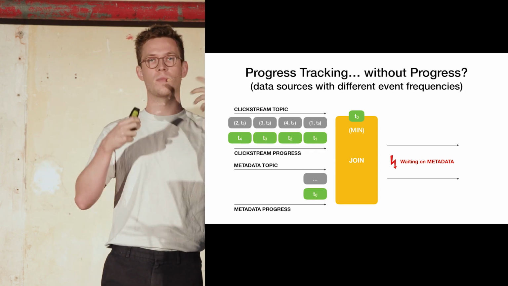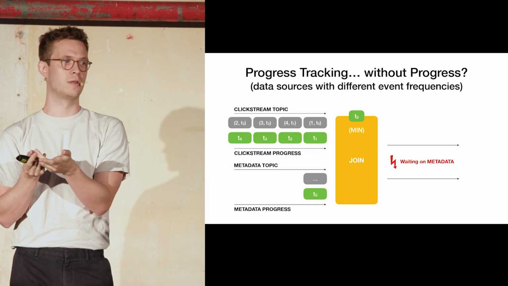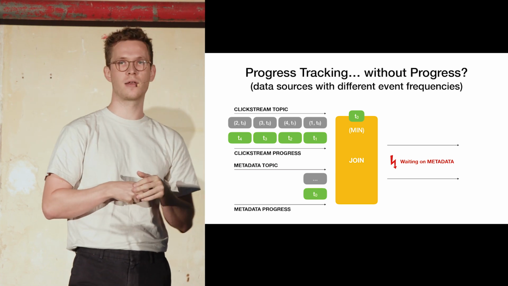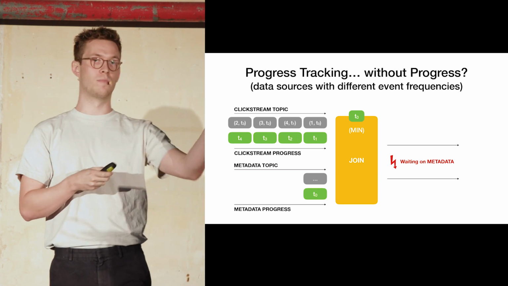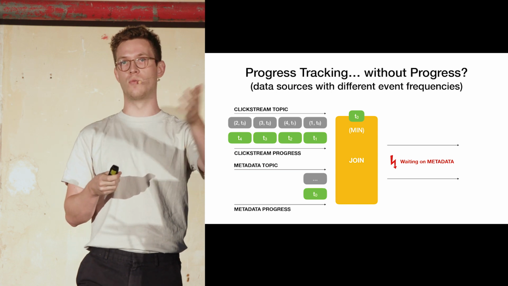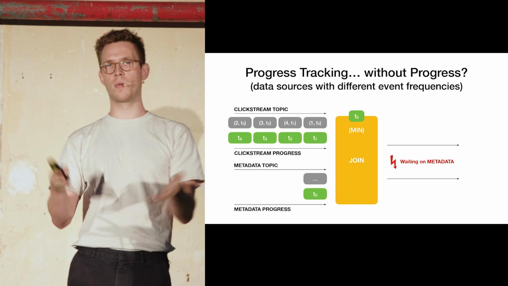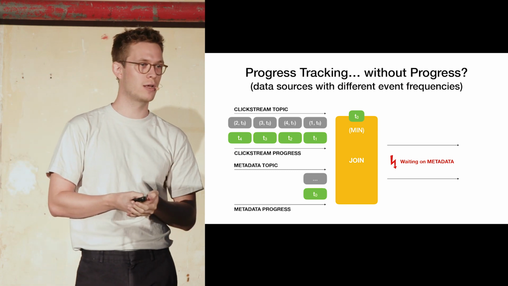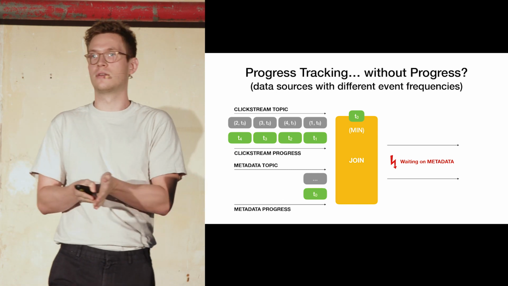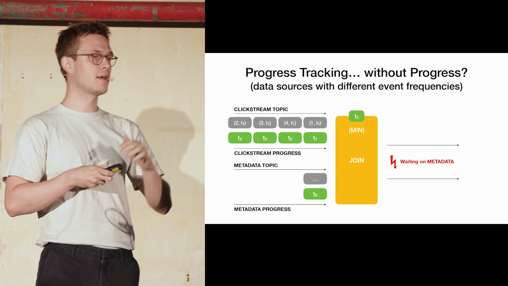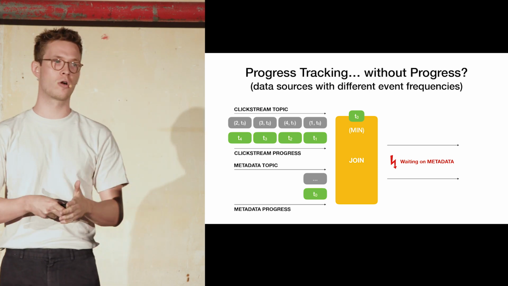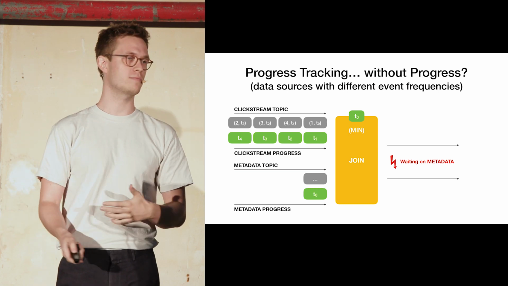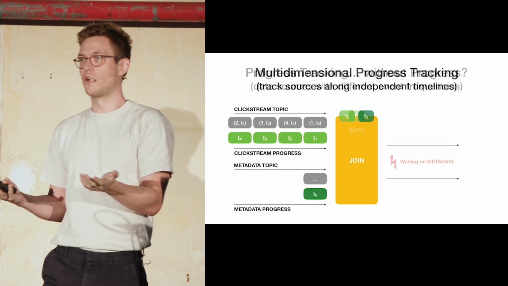So if we now think about what would happen with the way we did it before, we would ingest 1 in T0 and the metadata config, and the progress messages are T1 and T0, and we're probably going to take the minimum, so our join operator still works correctly. But then we are stuck at T0. So our metadata topic is indefinitely blocking our clickstream topic and our overall progress. So how do we solve this?